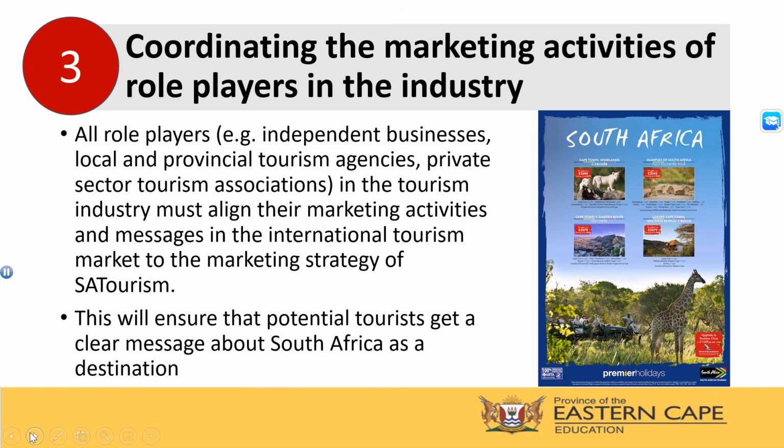The third thing that we are looking at here is the core business of SATourism, and that is coordinating the marketing activities of role players in the industry. Now, it goes without saying, grade 12, that all role players, whether they be an independent business, a tourism agency, or a tourism association, must have marketing activities and marketing messages that are aligned to the marketing strategy of SATourism.